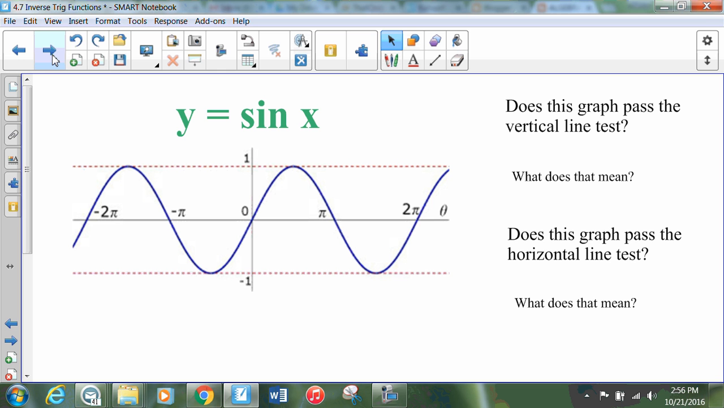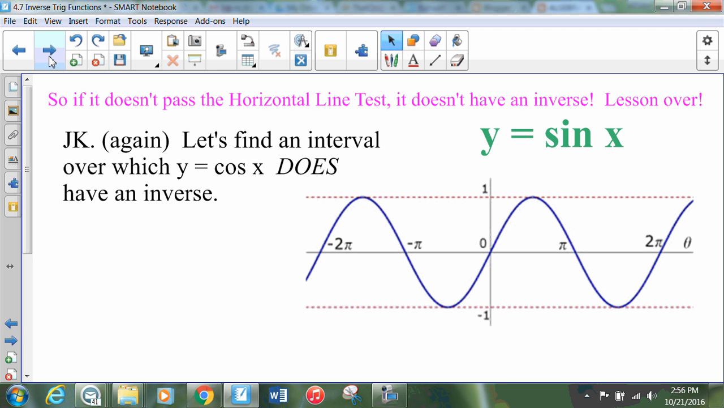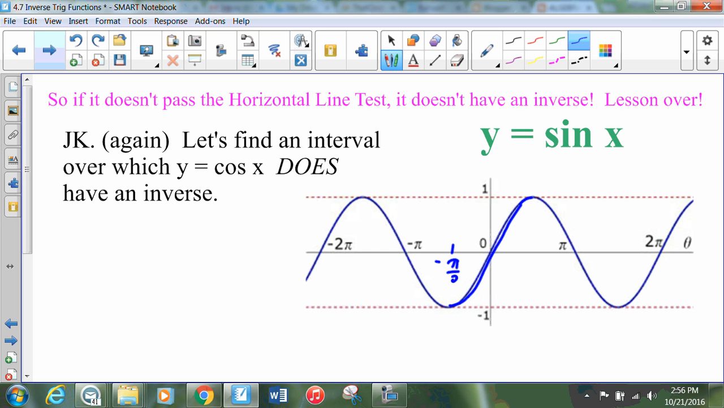So we're going to do the same thing with sine. When we look at sine, yes, it passes the vertical line test, so it means it's a function. Does it pass the horizontal line test? No, it doesn't. So once again, lesson's over. No, not really. Mathematicians decided, since the whole function of sine x doesn't have an inverse, they're going to take just a sliver of it. And so we're actually going to look at sine from -pi over 2 to pi over 2, because you can see from -pi over 2 to pi over 2, we do have one-to-one correspondence. It does pass the horizontal line test.